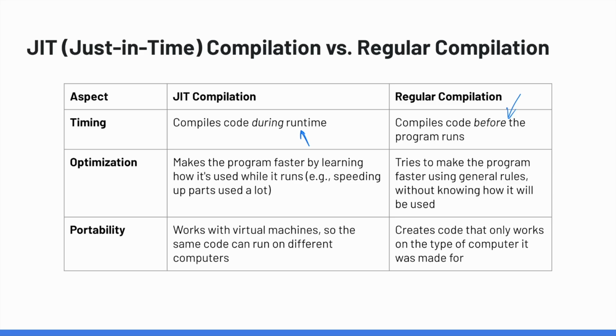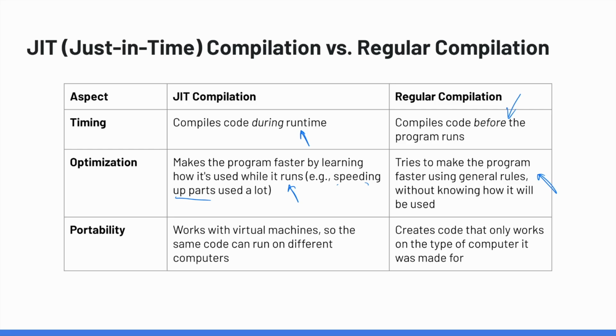Now, one thing that just-in-time compilation does is it can actually speed up how the program runs by seeing how it's used when it runs. So if it sees certain blocks of code being used more often, then obviously it's going to compile those and make it run faster, versus compilation, which doesn't really take that into account.